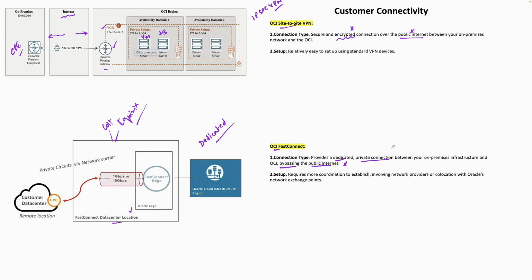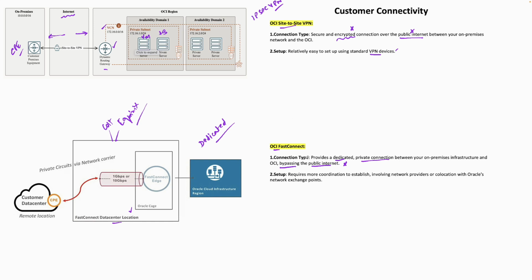Next point is setup. A lot of customers ask how you compare the setup of these two types of connectivity. It's relatively easy to set up using standard VPN devices. Every customer would have customer premise equipment and standard VPN devices, and using Oracle's site-to-site VPN, or IPsec VPN as we call it, you can easily set up the VPN.